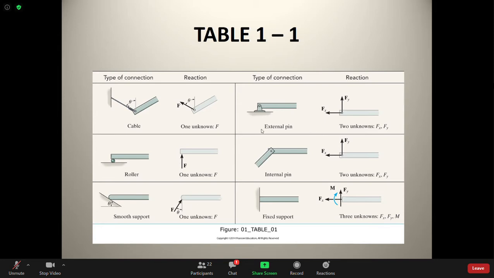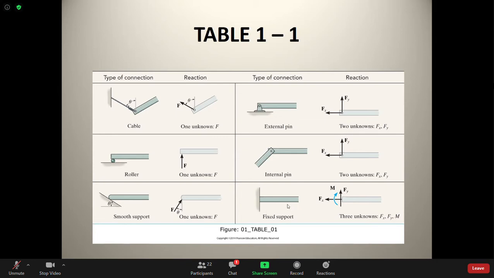And the next one you see is a pin joint, and a pin joint is replaced by two forces only, one force in X direction, one force in Y direction. So blindly just replace a pin joint by two forces, always, always, always. Another example of a pin joint is shown there. This is called an internal pin, this is called an external pin, but they both have the same two reactions. You have to replace them by Fx and Fy.